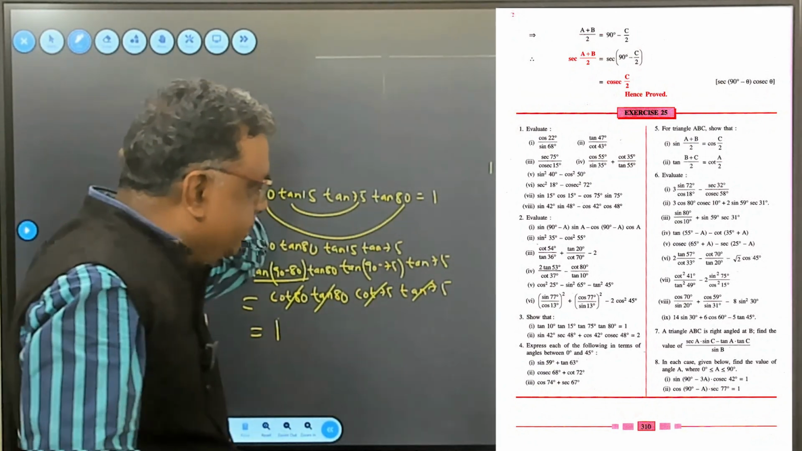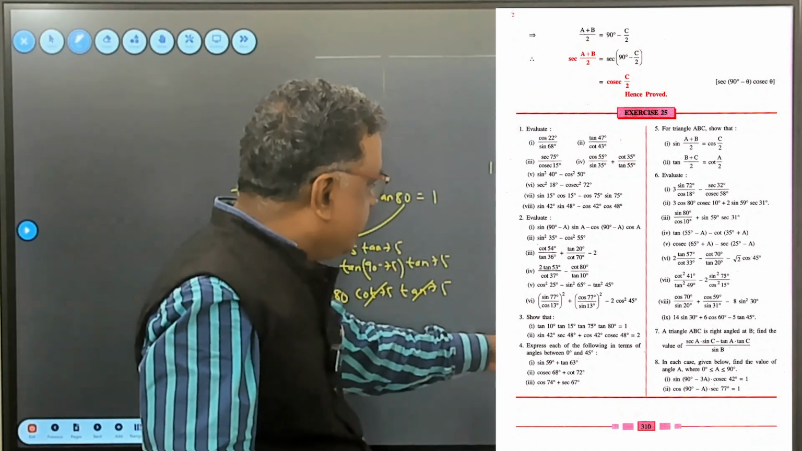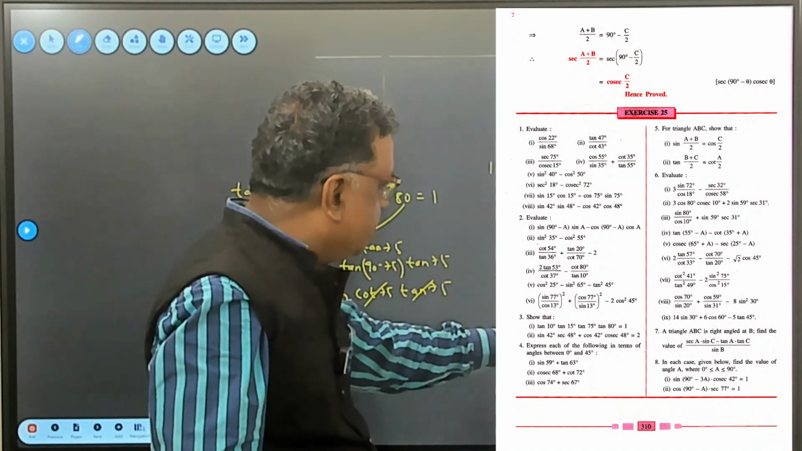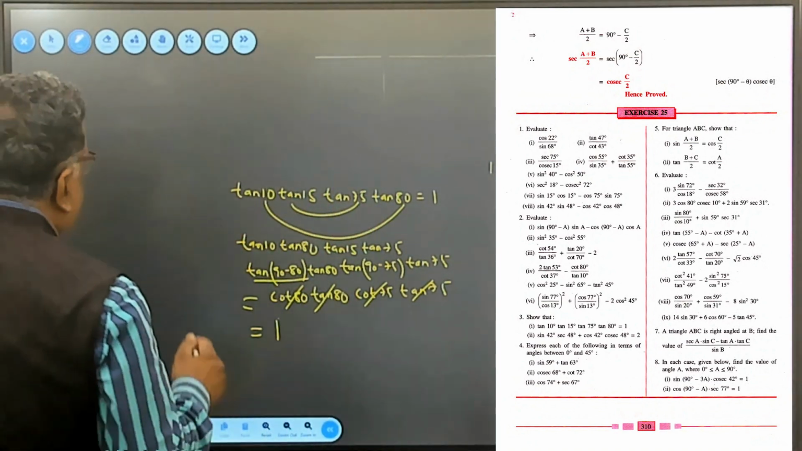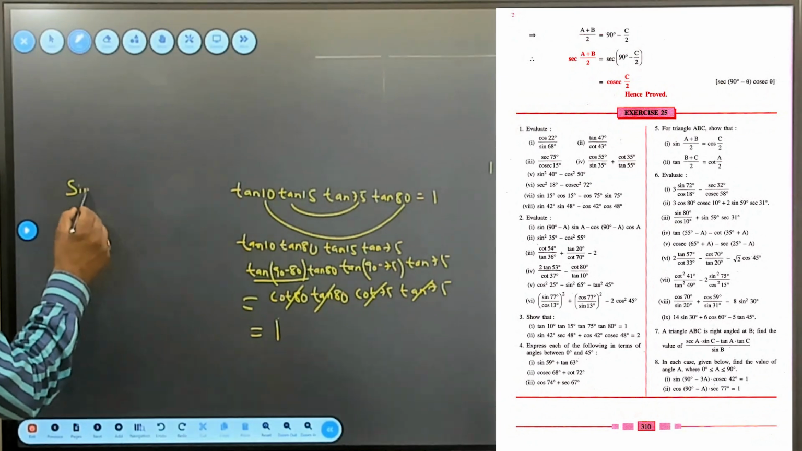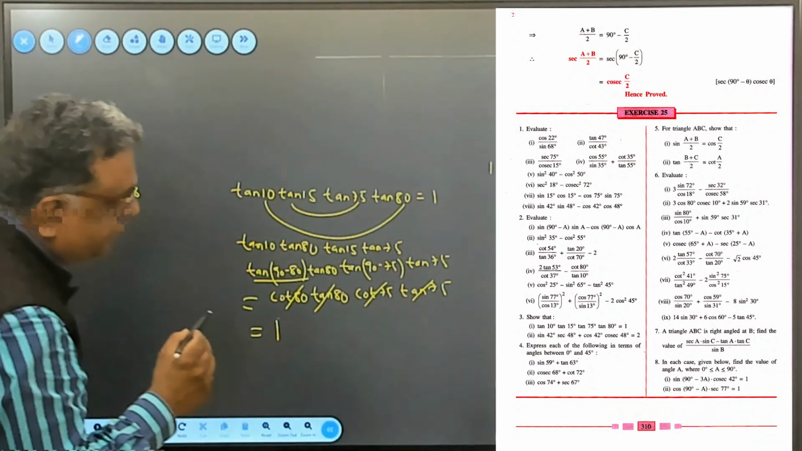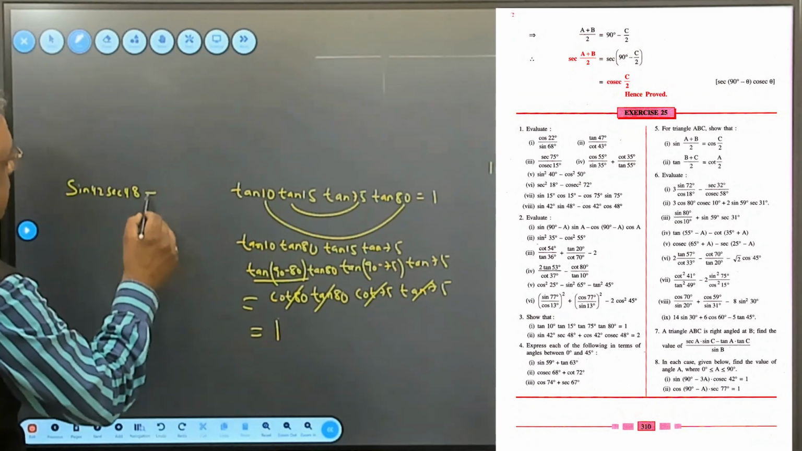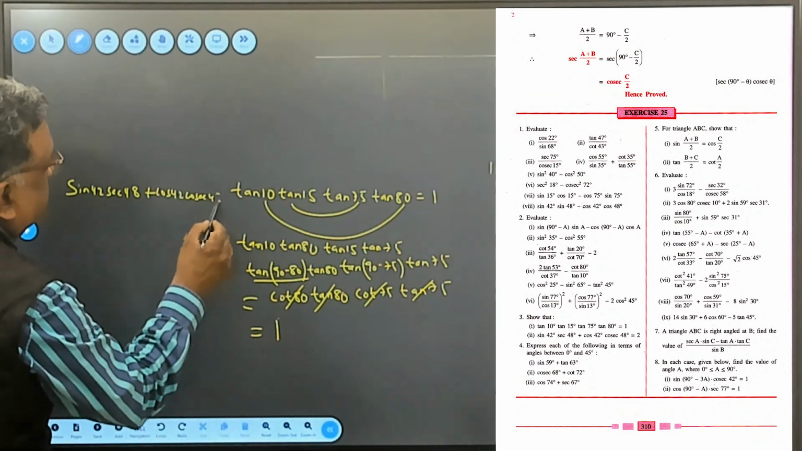Same way here also: sine 42 sec 48 plus cos 42 cosec 48 is equal to 2. Let us try to do that. Sine 42 sec 48 plus cos 42 cosec 48. This we have to prove is equal to 2.